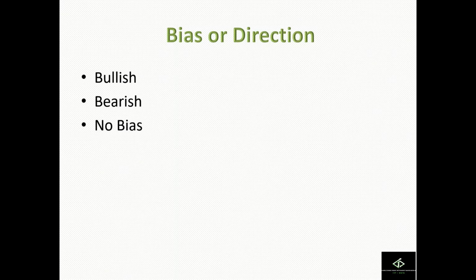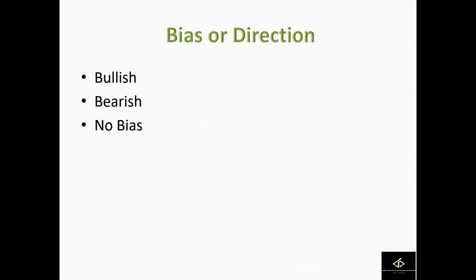Because when we mention bias, it means we have some logical framework or some logical explanation why we are expecting price to go in a certain direction, right? Sometimes the price is in such a position that we are unable to decide, or we don't have any logical explanation why it should go in either direction. Which means we are not able to decide which direction is more probable.